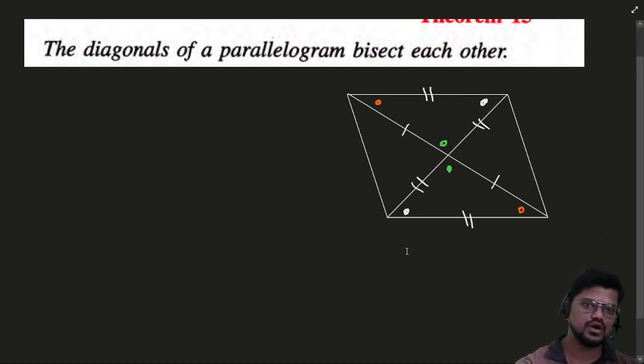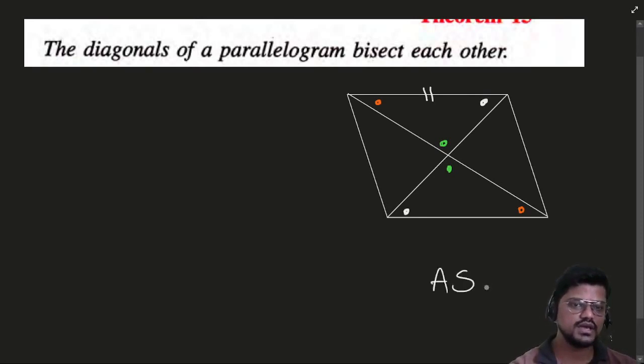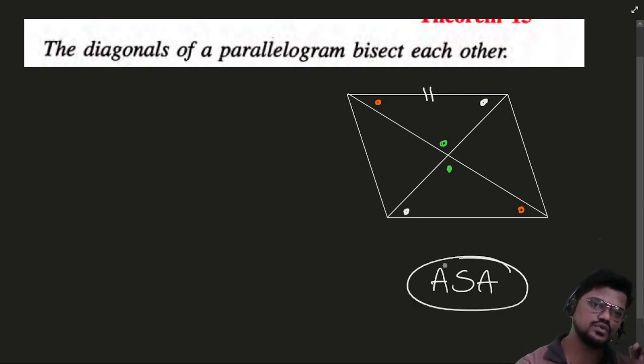Also, these two triangles will be congruent by which test? SSS or SAS. Where are two sides? SAS? We have proved only one pair of sides is equal, no? Sir, angle side angle. Yes, it will be the ASA test. We'll be using the ASA test of congruency because we have proved only one pair of sides is equal. We don't know about the other sides.